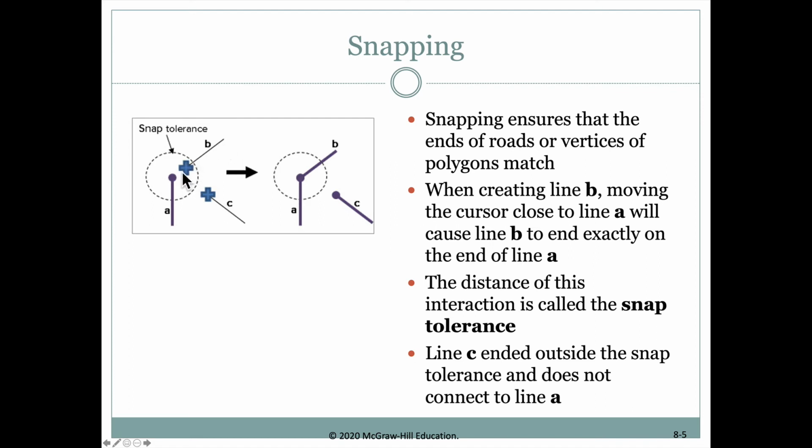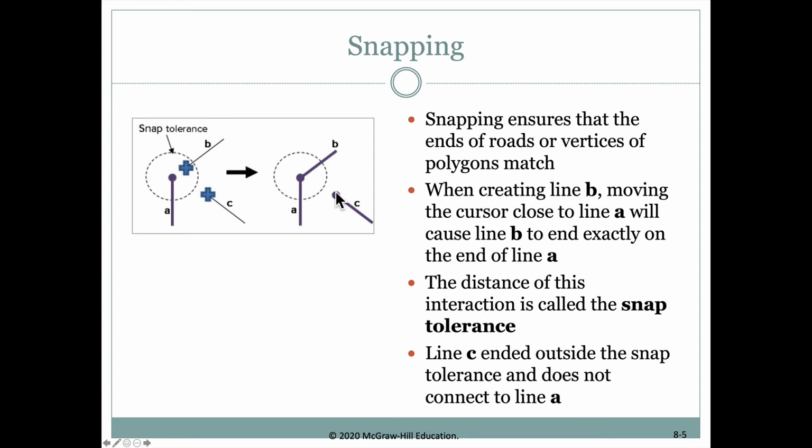So if I'm digitizing and I click anywhere within this dotted circle here, it will automatically snap to the only node that exists within here. If I'm digitizing line B, it automatically snaps to this position here. If I'm digitizing line C and I click here, it's not going to snap to this node because I'm outside of the snap tolerance. So in the end, we're going to have something nice and clean that looks like this. A is connected to B, but C is not connected to A and B.